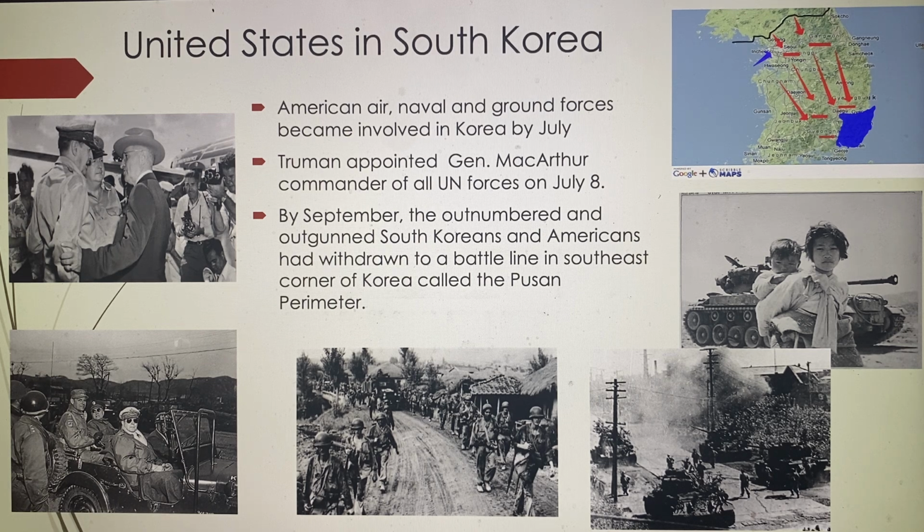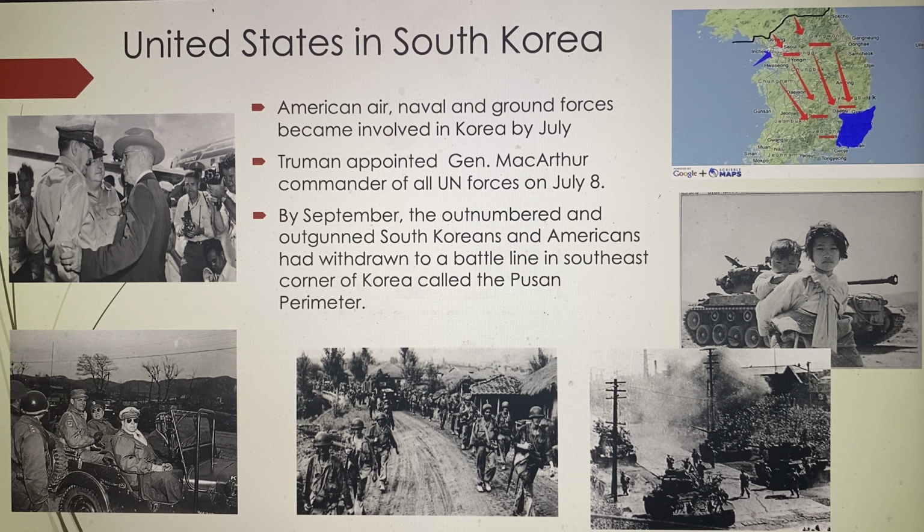So the American air, naval, and ground forces became involved in Korea by July. In June, they attacked. Here's a picture. They come in here, they're advancing. The Reds advance here as North Korea is coming in to take over South Korea there.